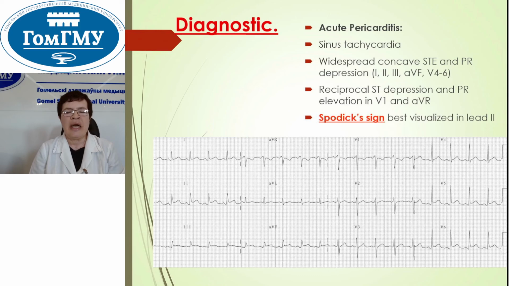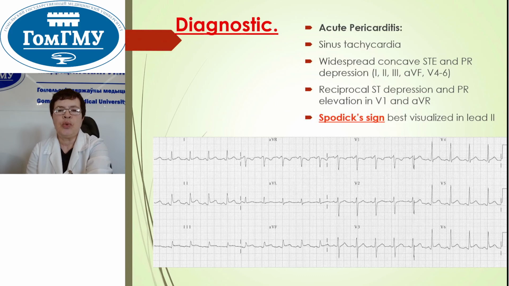On this electrocardiogram, you can see also the signs of acute pericarditis. It is sinus tachycardia. It is widespread concave ST elevation and PR depression in the leads first, second, third, AVF, and leads from V4 to V6, and reciprocal ST depression and PR elevation in the lead V1 and in the lead AVR. And also Spodick sign, best visualized in the lead 2.